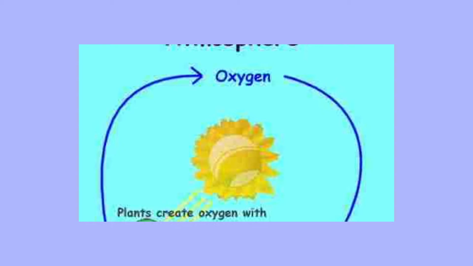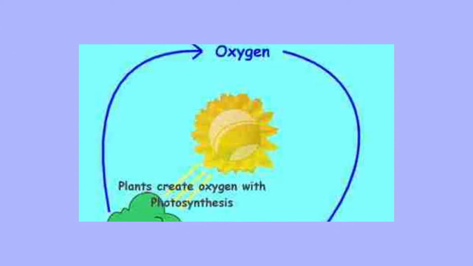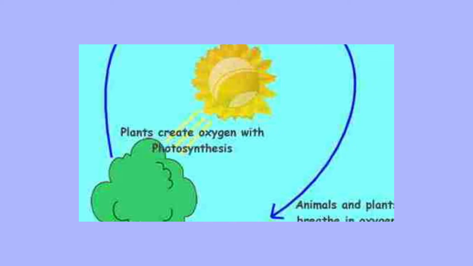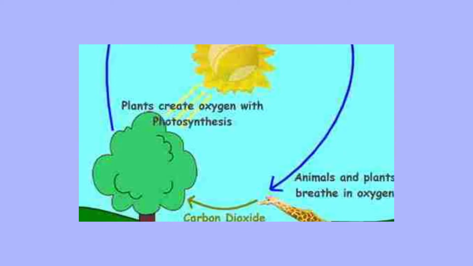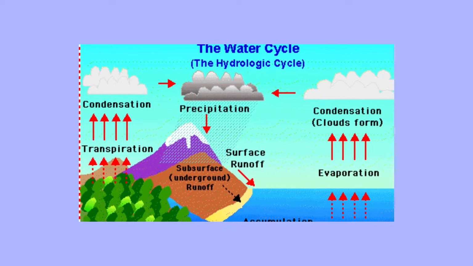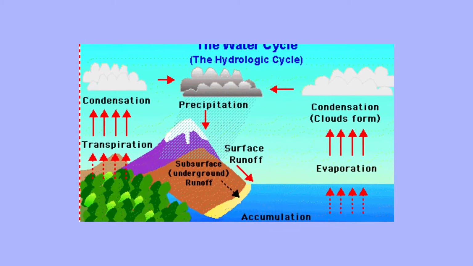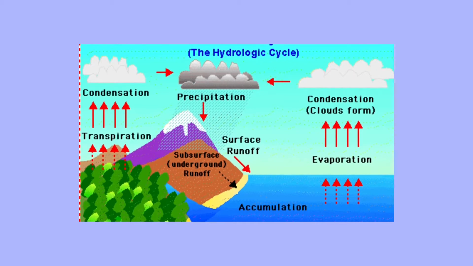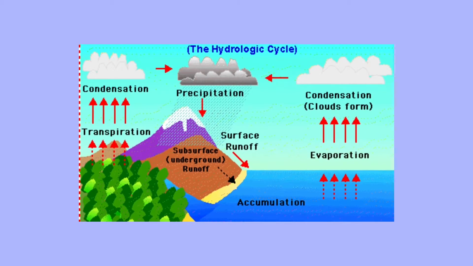Oxygen can be transferred by respiration and photosynthesis. It can also be dissolved in water, where it can be used for respiration by aquatic creatures. The water cycle is driven by the sun. There are 4 steps: evaporation or transpiration, condensation, precipitation, and accumulation.